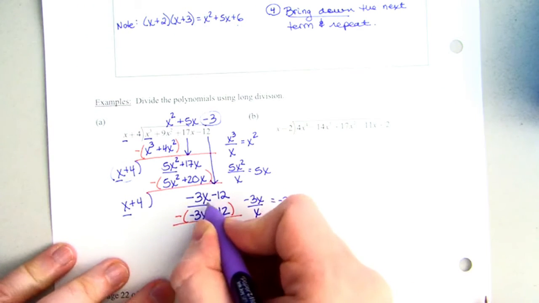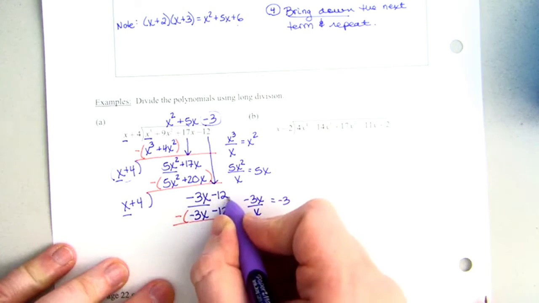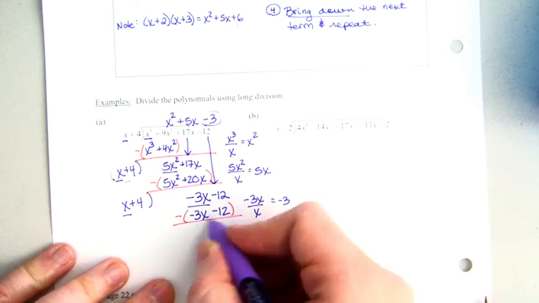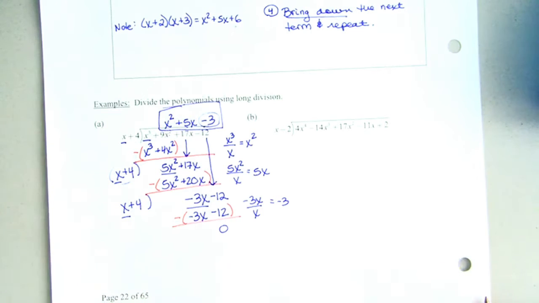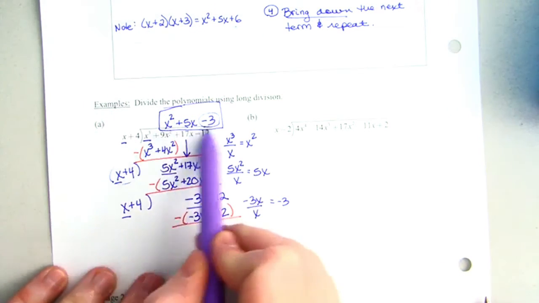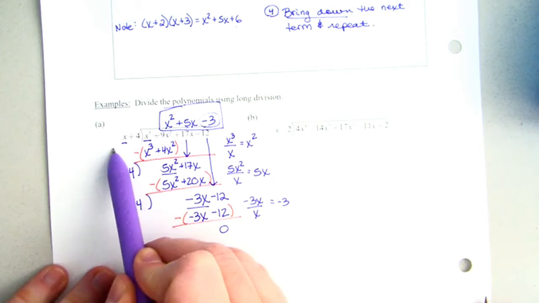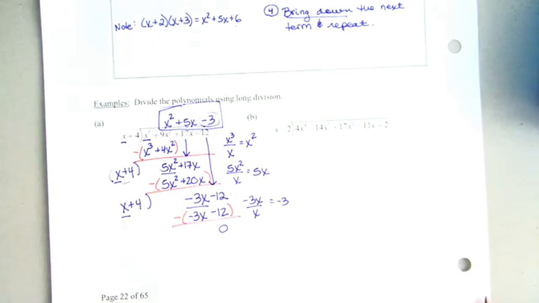Those are gone. Negative 3x minus negative 3x, that's negative 3x plus 3x, gone. Negative 12 minus negative 12, negative 12 plus 12, that's 0. Your answer is x squared plus 5x minus 3. We're not going to do it, but if I was to write this out times this and FOILed, I would get this original problem back.